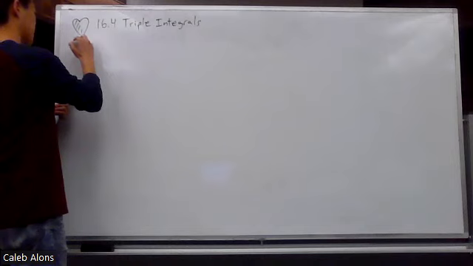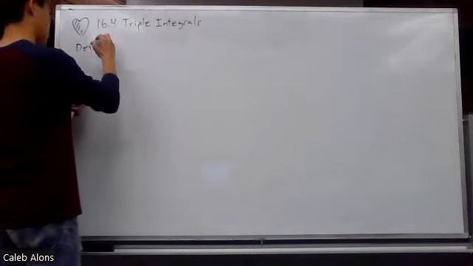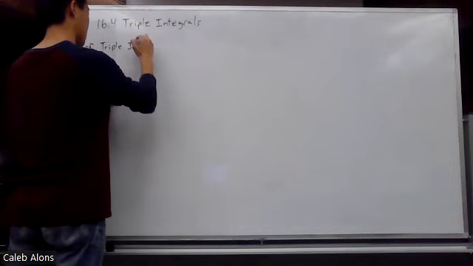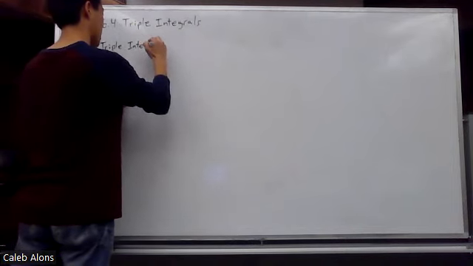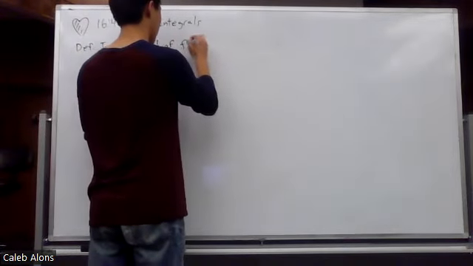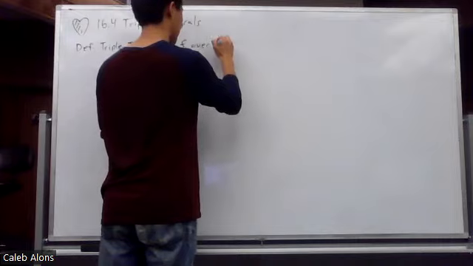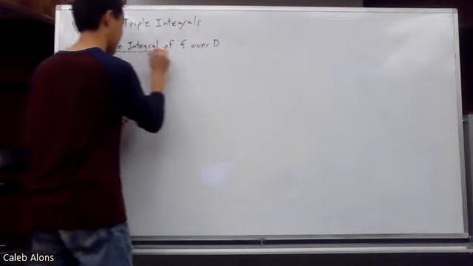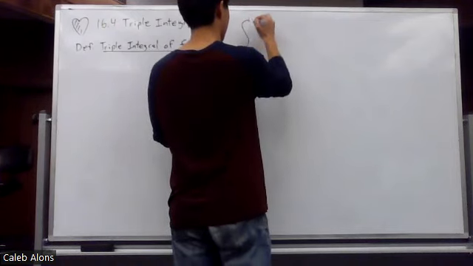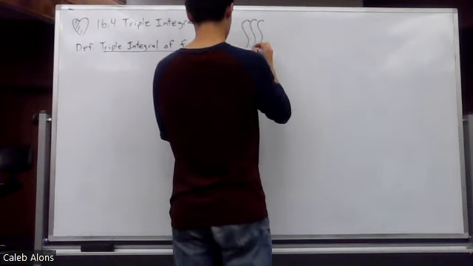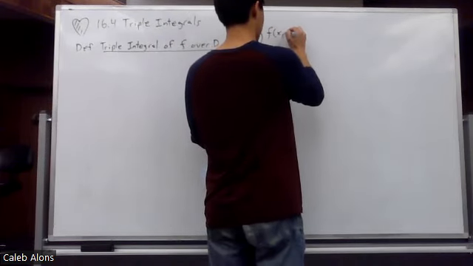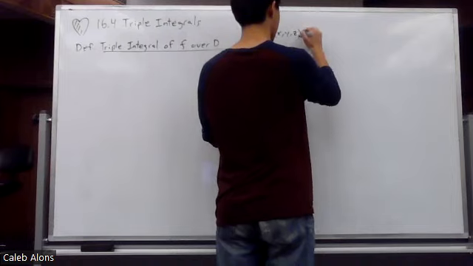Definition. The triple integral. The triple integral of some function f over D, this is what we're defining here, is given as follows. Here is our function with respect to 3 variables.